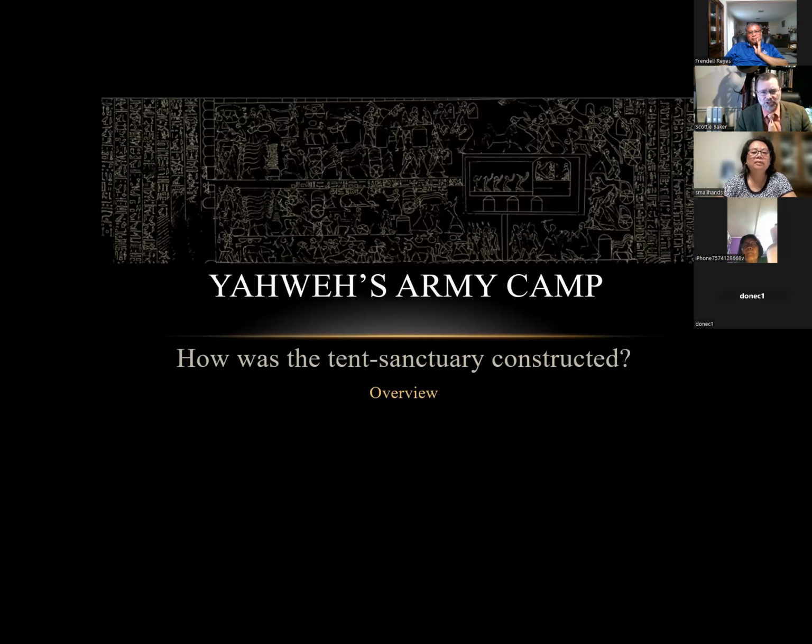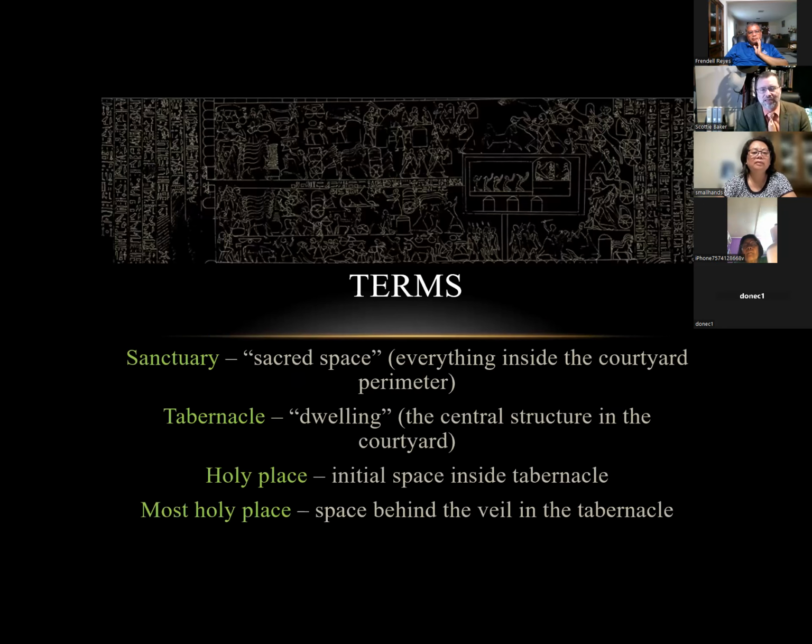All right, so let's look at an overview real quick. Not everybody's familiar with the terminology, so let me just run you through it quickly. When I say the word sanctuary, I'm referring to everything. It's a sacred space. It means everything from the perimeter barrier all the way in. When I say the word tabernacle, I'm referring just to the central structure, the holy place and the most holy place inside the tabernacle. The most holy place was designated by the space behind the veil. In front of the veil, it was the holy place, but it's all part of the tabernacle. So when I say those words, at least you know what I'm talking about. Sanctuary, I'm referring to everything. Tabernacle, I'm referring just to the central structure itself.